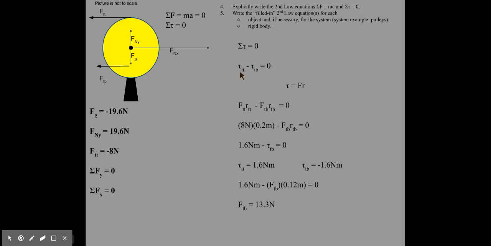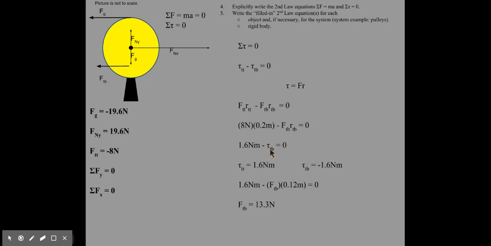Okay, so let's calculate the torques for the force of tension at the top and the force of tension at the bottom. The force of tension at the top we know is 8 newtons. That's given to us. And the distance from here to there is 0.2 meters. We're told that the radius is 0.2 meters, so that's where this force of tension is being applied. There's essentially a string pulling it that way. We're going to subtract the force of tension from the bottom times the distance that it is being applied to the center of rotation. So in this case, that gives us a torque for the force of tension at the top of 1.6 Newton meters.